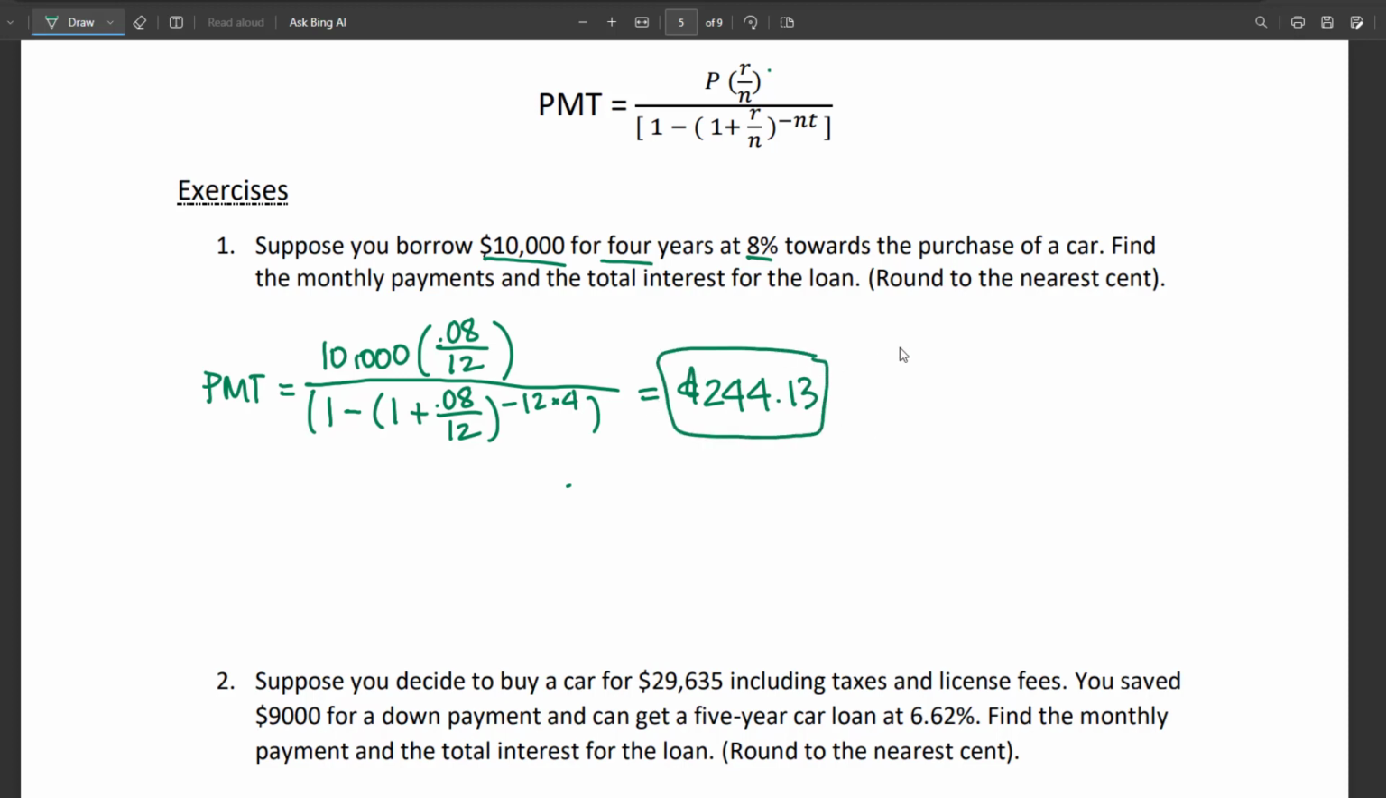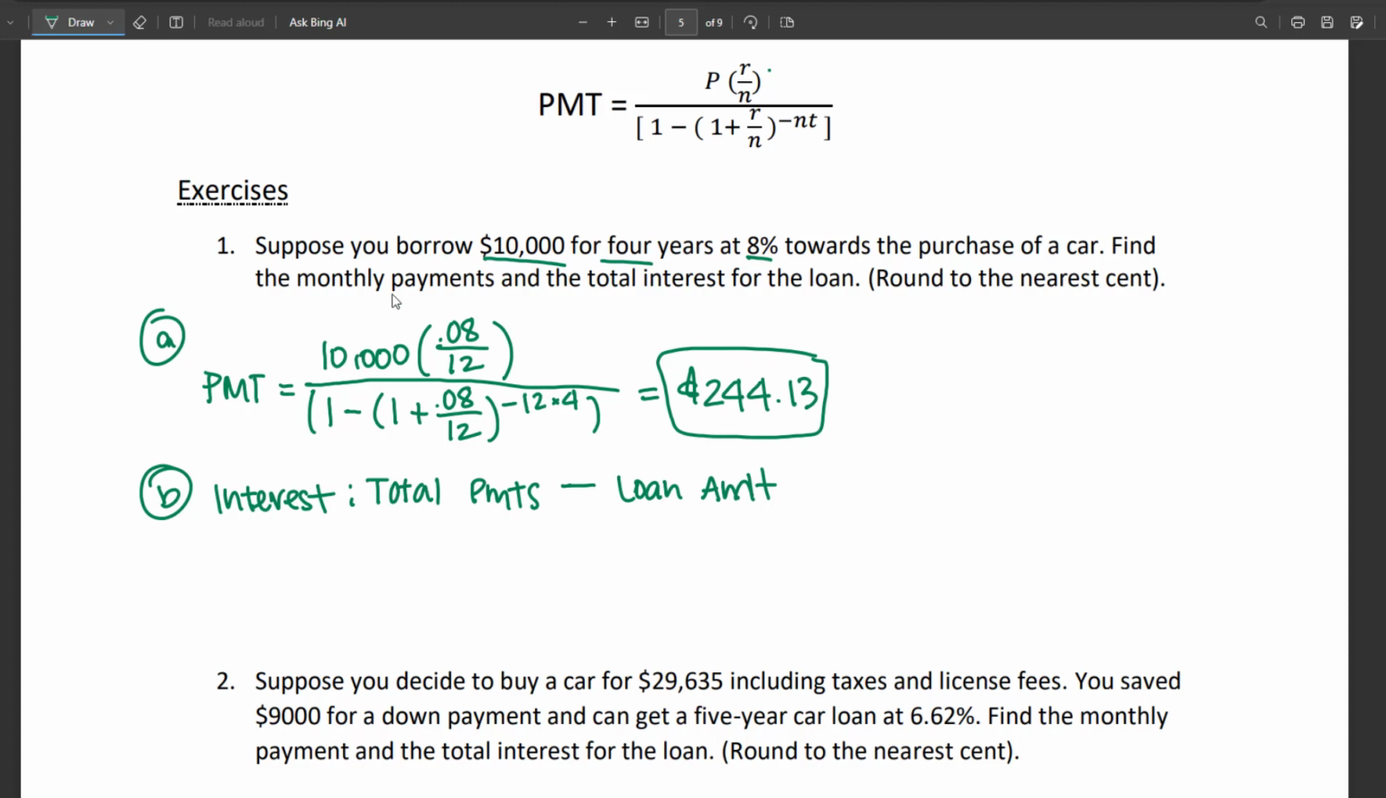This is what we're paying our bank or credit union or whatever it is. This is our car payment every month. We need to figure out how much total interest the bank is going to make off of us. So part A is our payment. Part B is our interest. Interest is a little bit different. Before we took our future value amount and we subtracted out our deposits, this is going to be kind of backwards. We're going to take our total payments and subtract out our loan amount.